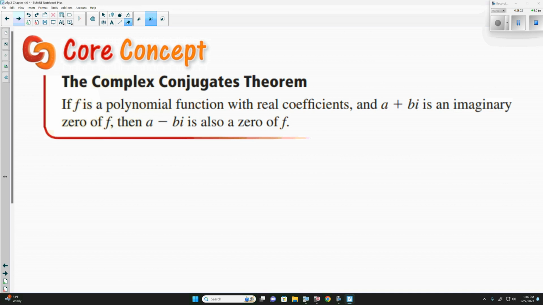Complex conjugate theorem: if a plus bi is a solution, a minus bi is also. So what we're saying is if 2 plus i is a solution, 2 minus i has to be a solution. If we have one, we have to have the other. Thus, they always come in pairs. Just like with our radicals, our imaginary terms come in pairs as well.